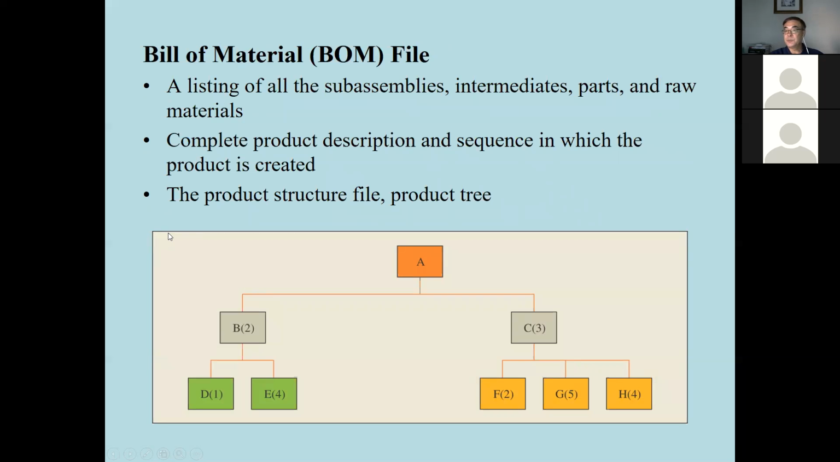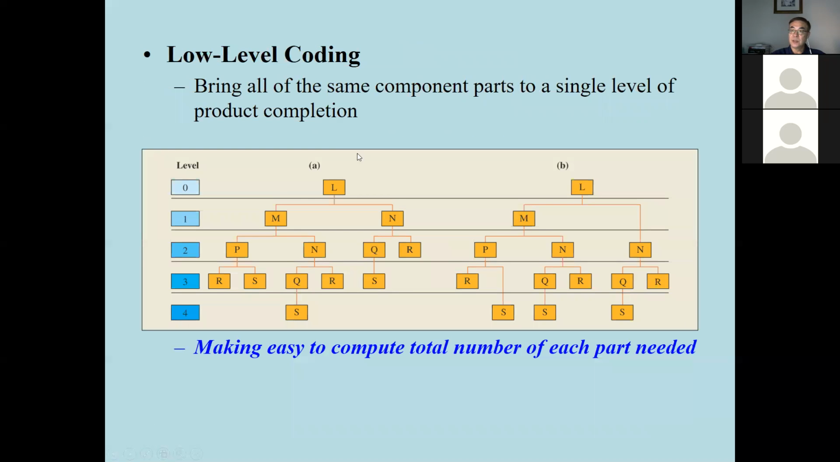And the bill of material, BOM. This is a kind of structure of the final product and components. For example, final product A needs 2 of the B components and 3 of C, and B needs 1 D part and 4 of E part, and so on. When we develop this BOM, we use a method called low level coding.